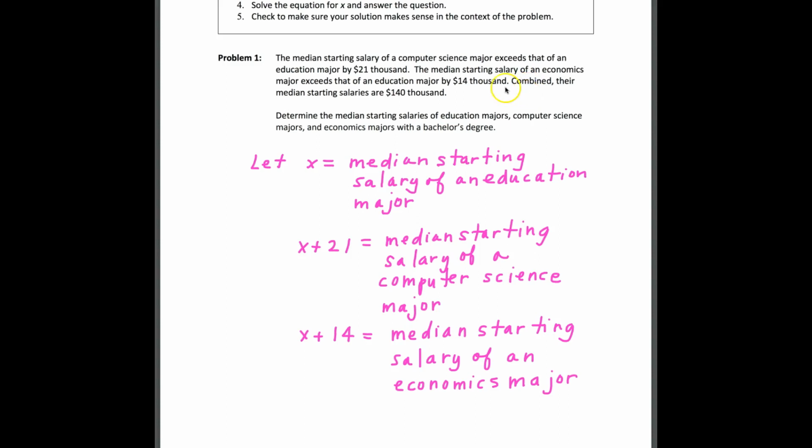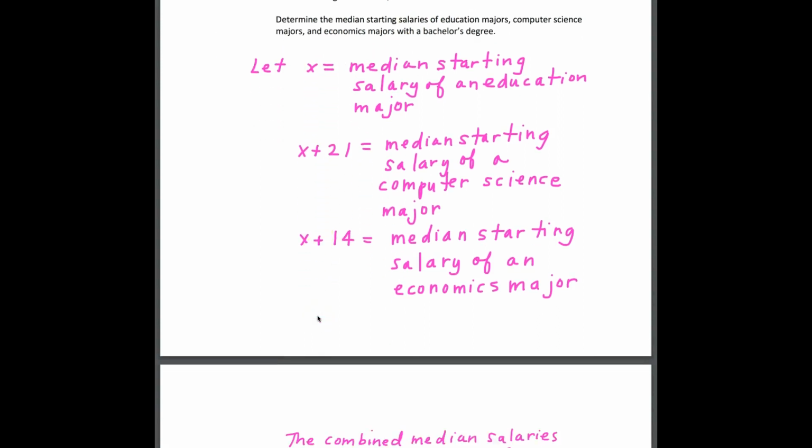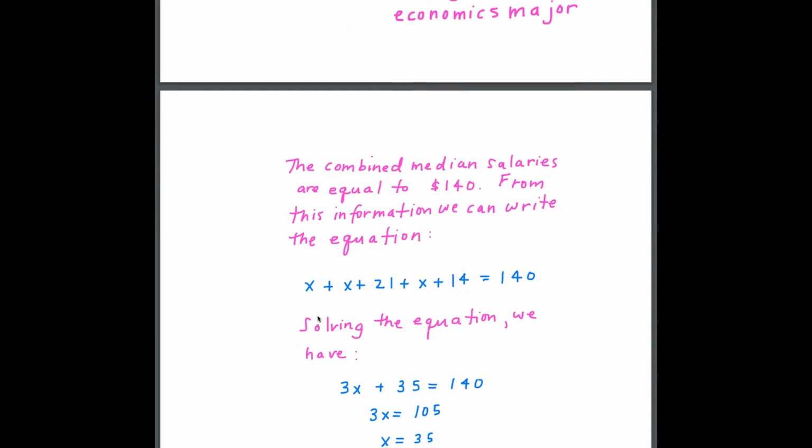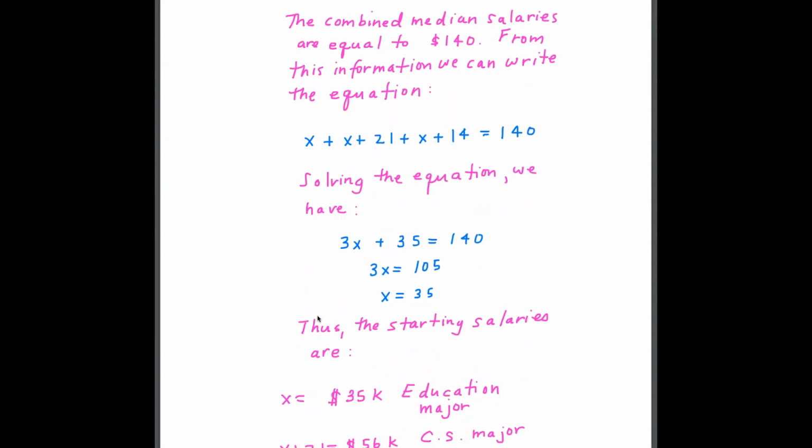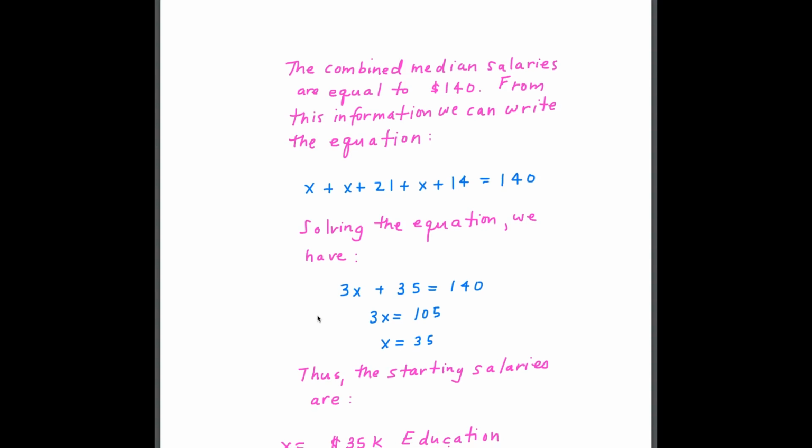Combined, so we basically used everything in the first two sentences. Taking a look at the last sentence then, it says combined, their median starting salaries are $140,000. That means we'd have to add up each one of these and set it equal to 140,000. Now, notice with my units, I didn't make this 21,000 and 14,000 and 140,000. I left off the $1,000, right? It'll be easier to deal with these numbers. Right, so we have this equation.